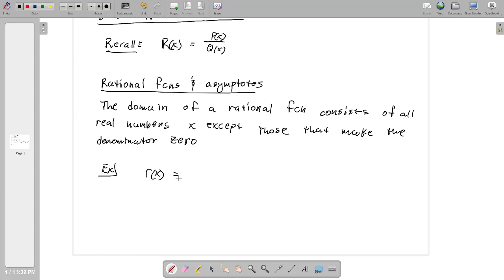Suppose that we have a function r of x is equal to 1 over x plus 2. What is the domain of this function? The domain ends up being that x cannot equal 2. So if we were to write that in interval notation, it would be negative infinity to 2, union 2 to infinity. And as you can see, everything except 2 is in this interval. Right? Now we're going to get into asymptotes, and we're going to come back to this problem in a second.